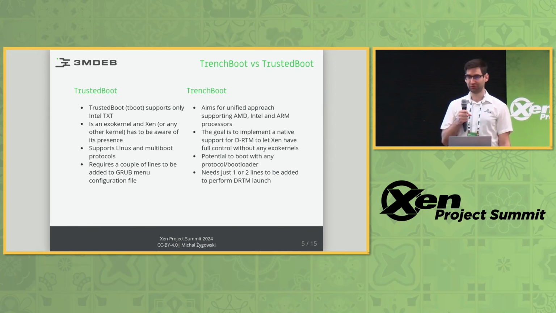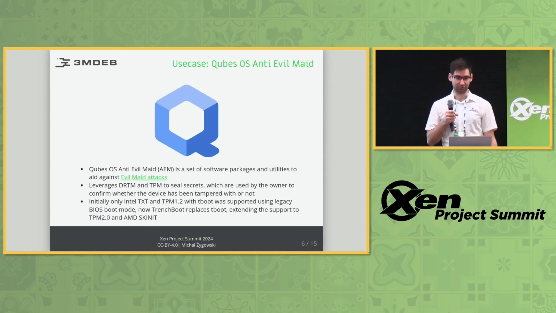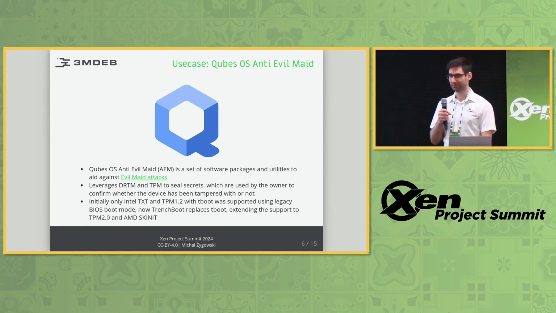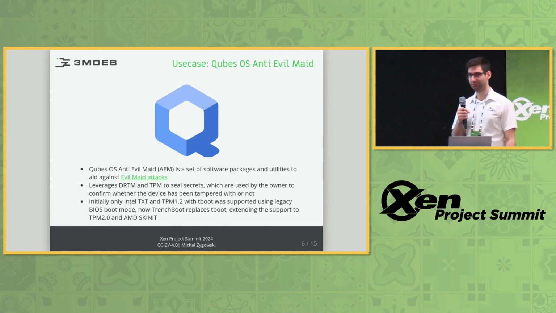One of the use cases of DRTM can be, for example, Qubes OS Anti Evil Maid. It is supposed to help against evil maid attacks by sealing a secret to the TPM and a special set of PCRs that is extended only by the DRTM process. And these secrets are used by the owner to confirm whether the device, software, or firmware has been tampered with or not.